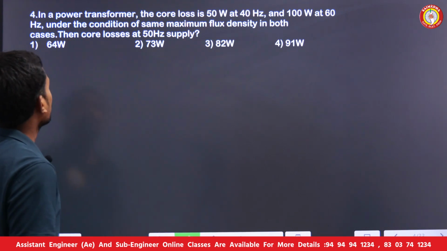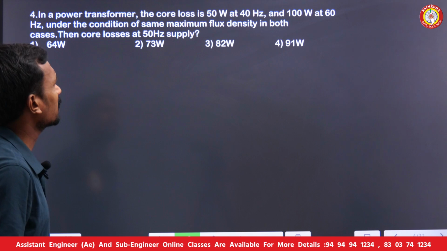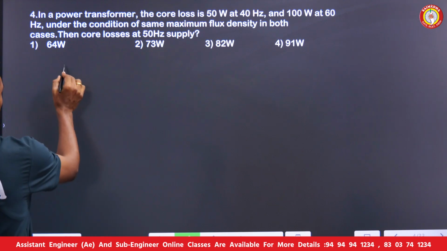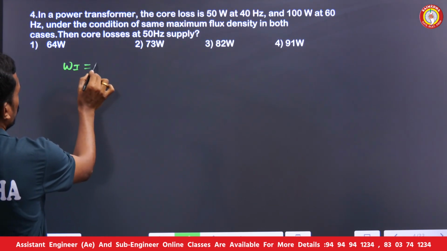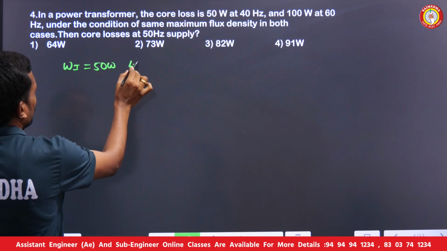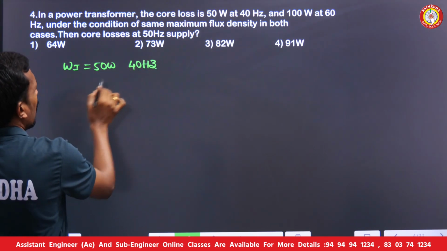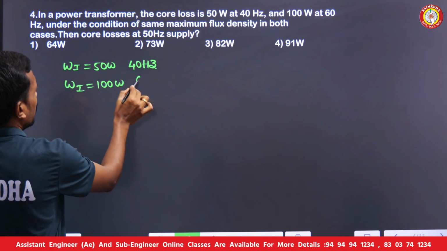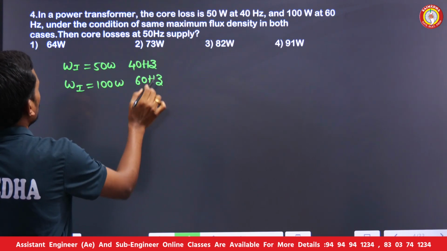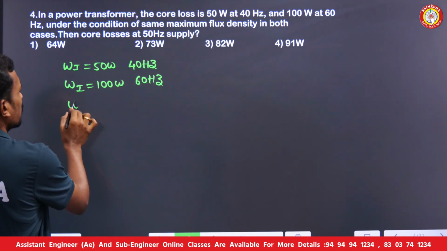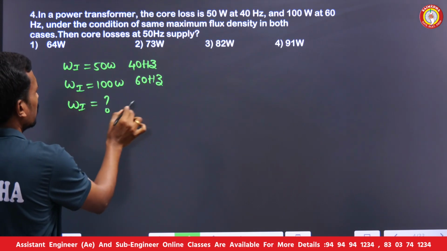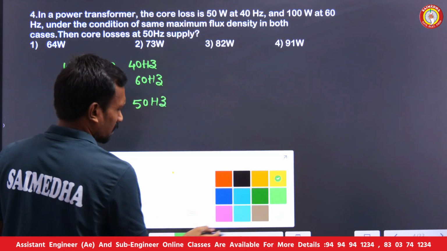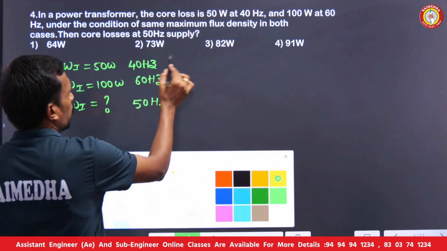Next question. In a power transformer, the core loss, the iron loss, is 50 watts at 40 Hz of supply frequency, and a core loss of 100 watts at 60 Hz. Then what will be the core loss at 50 Hz supply frequency? This is your question. Yes, what do we know?